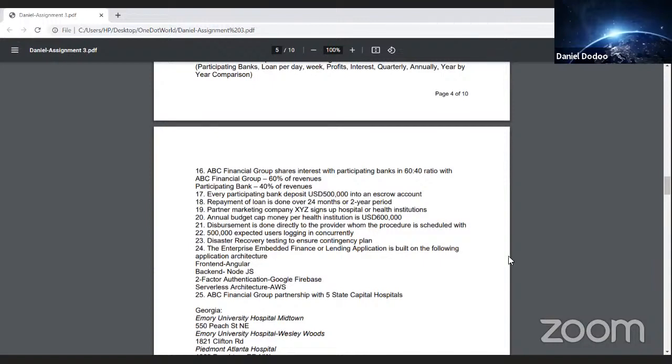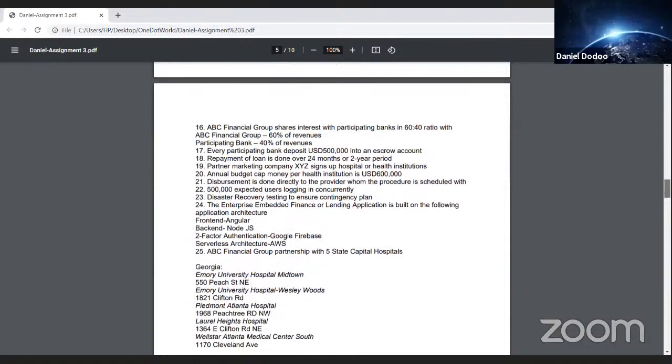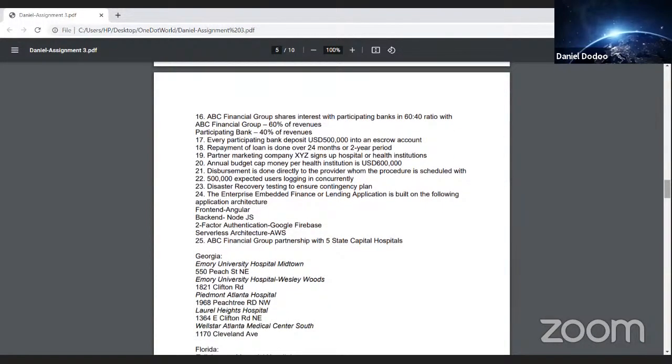And our application is built on the following architecture. At the front end, we are looking at AngularJS. At the back end, we are looking at Node.js. We are implementing two-factor authentication with Google Firebase. We have a serverless architecture that AWS is powering.